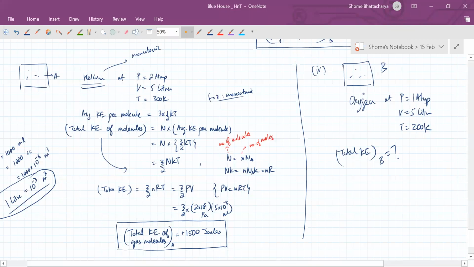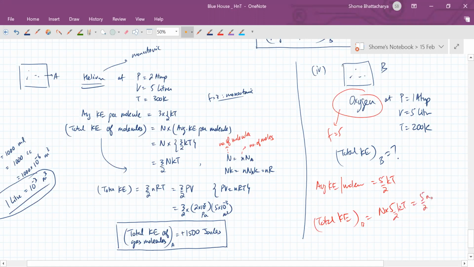So here remember oxygen. So the degrees of freedom will become how much? 5. So F is equal to 5. So average kinetic energy per molecule is 5 by 2 kT. So total kinetic energy will become number of molecules into 5 by 2 kT. So that is 5 by 2 nRT. So 5 by 2 PV. That will be the formula over here.